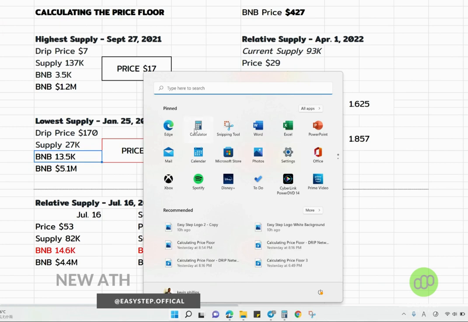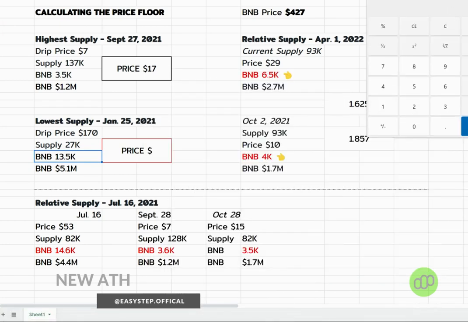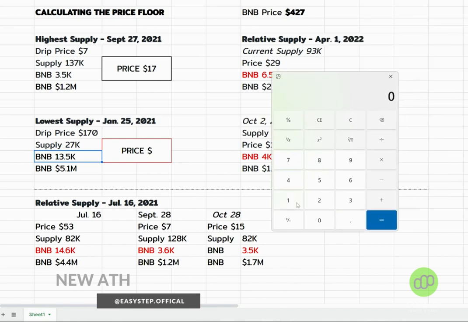So here we have 13,500. And we're going to divide that by 3,600.